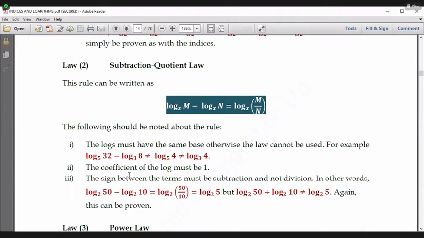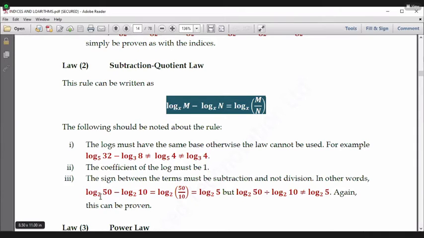The other one is the rule for addition, multiplication, or product log. We say number 1, the logs must have the same base. Number 2, the sign between the terms must be addition. Here, the second part is put to show that it's a single log, not twice as the rest. That's why we say the coefficient of the log must be 1. Number 3, the sign between the terms must be subtraction and not division.